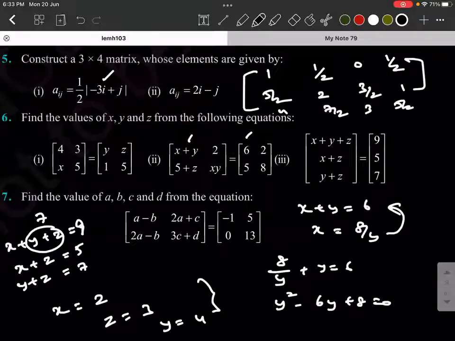Find the value of a, b, c, and d from the equation. a minus b is minus 1, 2a minus b is 0. So 2a is equal to b. So a can be any number? No. A will be 1.